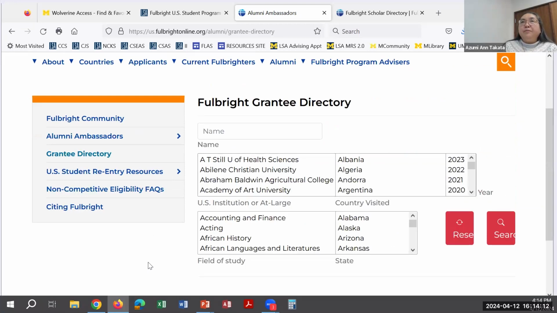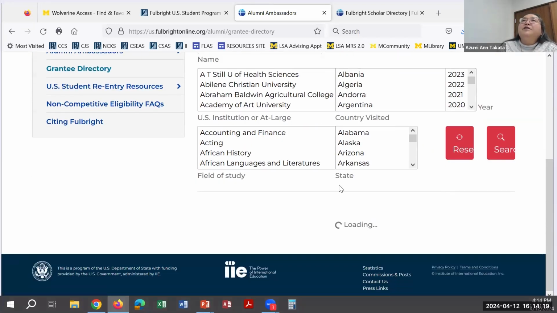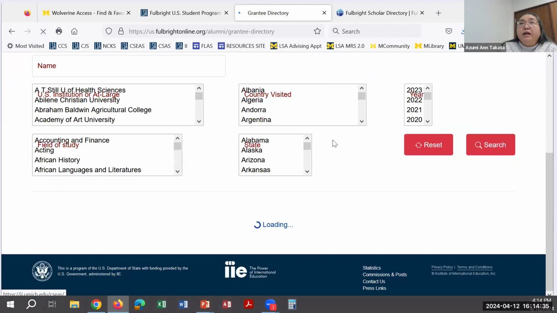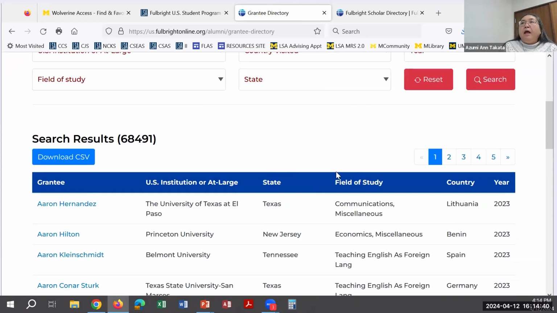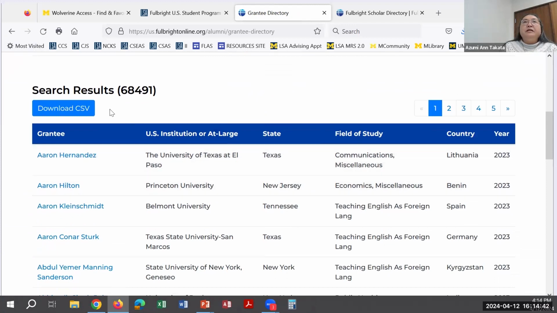This is the recipients of the U.S. Student Program, and you can go in this. I will tell you that this particular web page can be wonky sometimes, because it's loading a database and it doesn't always load correctly. So I am going to make this thing reload and see if we can actually get it to work. Okay, so it does. You will see that the search result, 68,490.